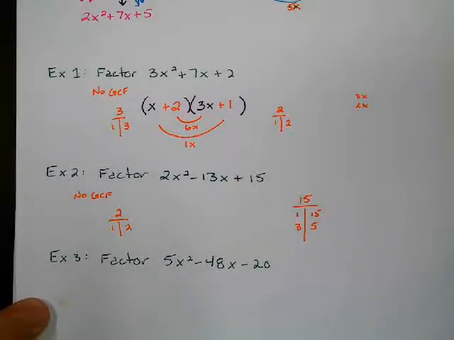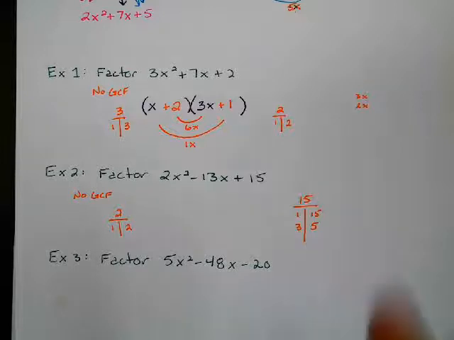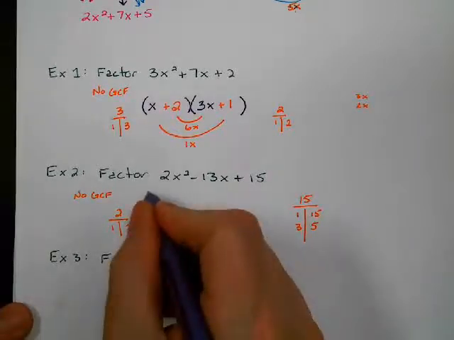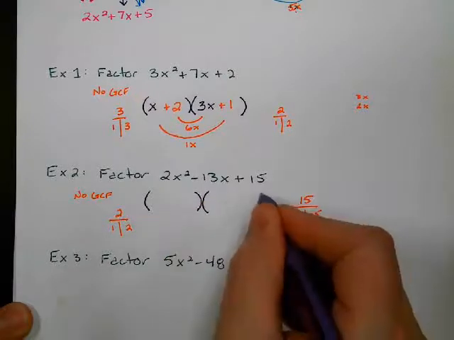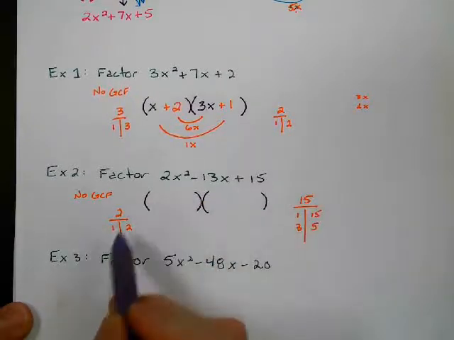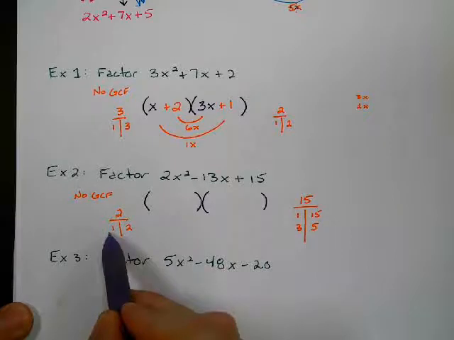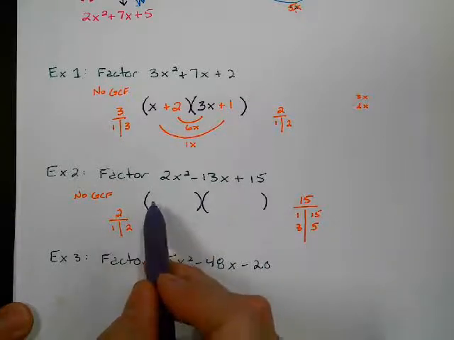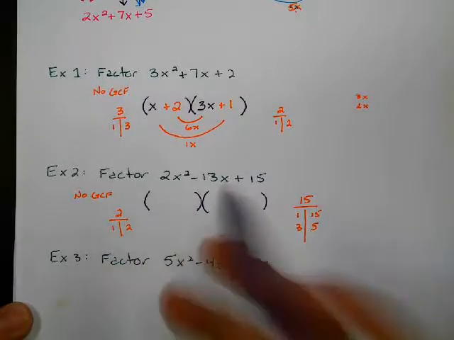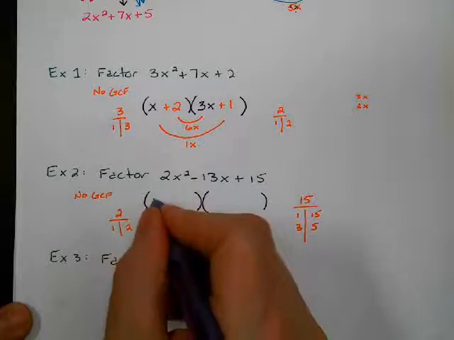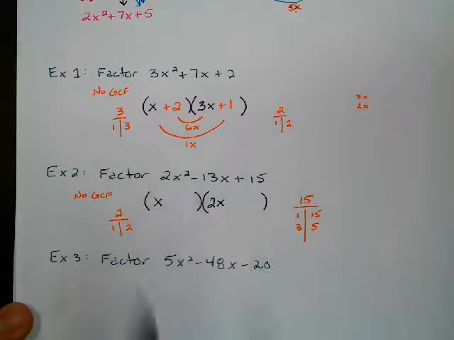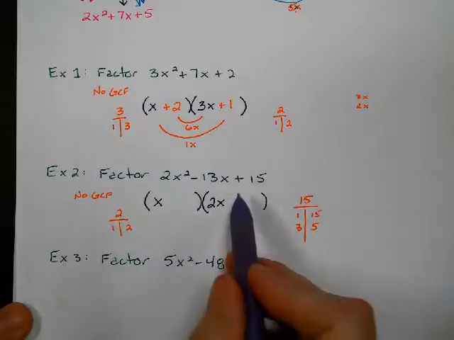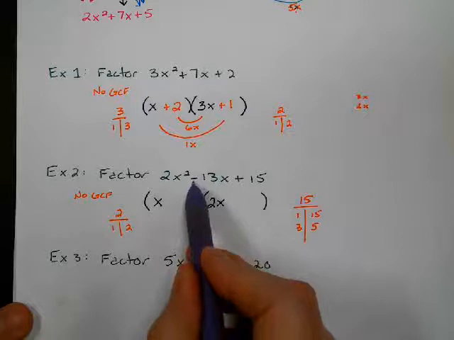So let's start by making our two parentheses. Here's my first parenthesis. Here's my second one. Now, I need to find out what I'm going to lead off with. Well, it can only be 1 and 2, so this has to be 1x and 2x, or you can do 2x and 1x, doesn't matter. So I'm going to do x and 2x, because that makes 2x squared. Okay, now here's the tricky part. This number's negative. This number's positive.